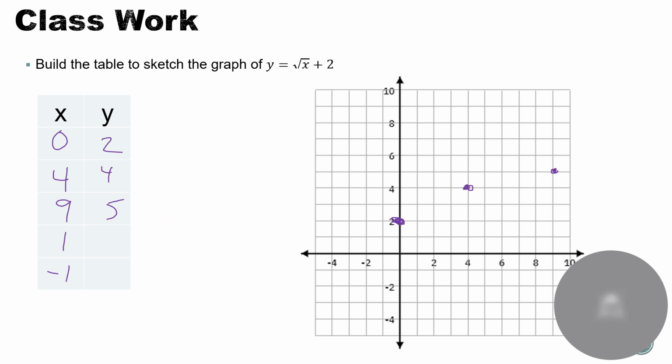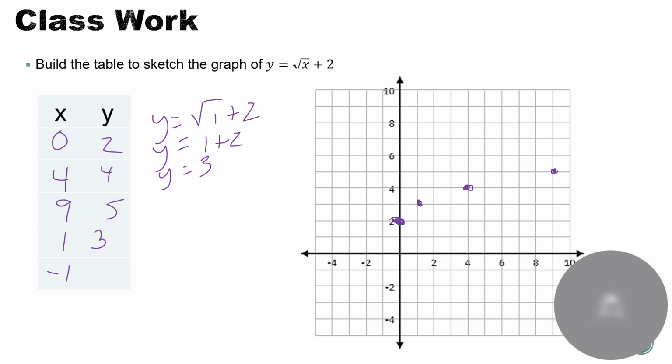Okay. And we're going to do y is equal to the square root of 1 plus 2. Square root of 1 is 1, and 1 plus 2 is 3. And so the point 1, 3. There it is. Okay.